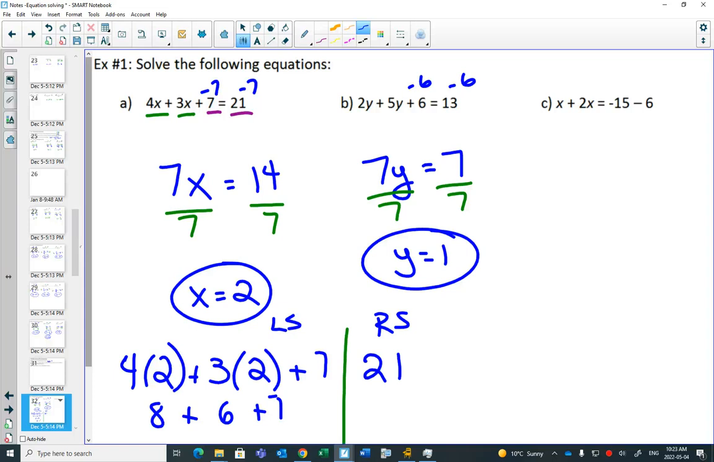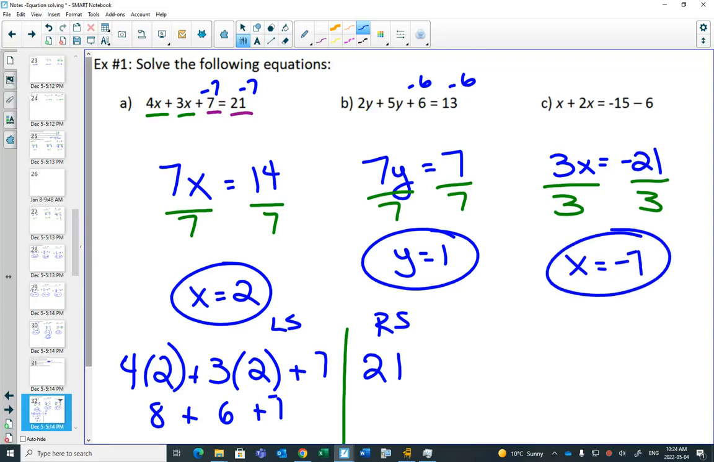Here I have like terms, but they're all on the same side of the equation. So x plus 2x, that will be 3x. Minus 15 minus 6 will give me minus 21. Opposite of multiplying by 3, divide by 3. And I get x equals negative 7 as my answer.